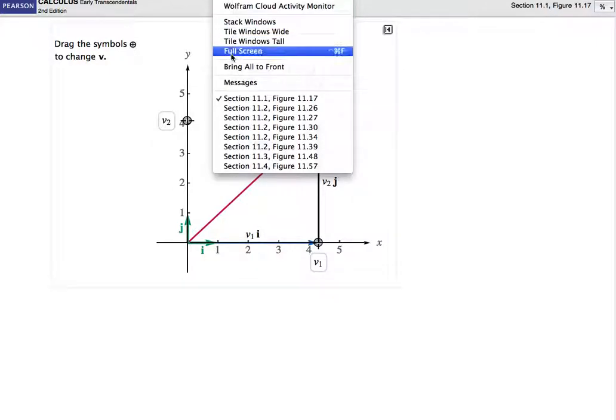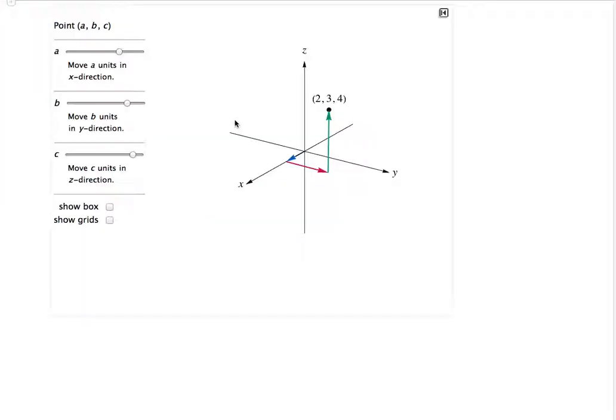Now if we go back to a three-dimensional space, we can use that same idea about defining vectors. In this case, I'm moving only along the x-axis, and you can see that only the x component is changing. Similarly, I'm moving the b parameter here along the y-axis, and then along the z-axis.